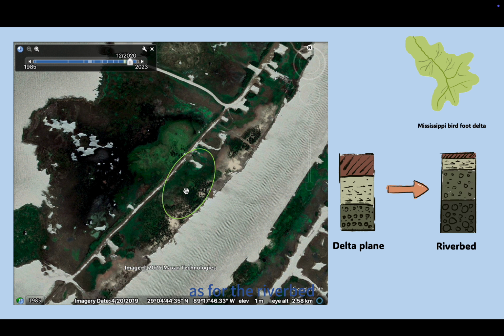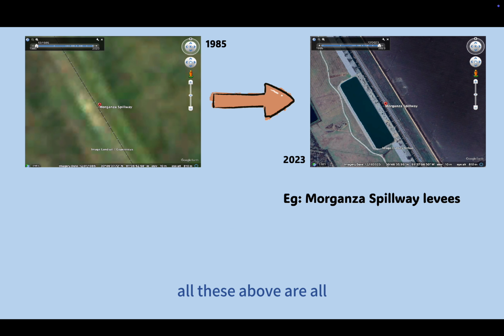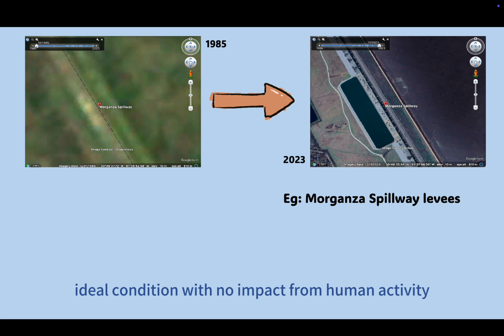As for the riverbed, things should be similar, and because of the flow, there may be parallel lamination. A pair shows the direction of the water flow. Also, with higher environmental energy than the delta plain, the lighter weight components are more difficult to sediment, so it is thinner in thickness. All these above are ideal conditions with no impact from human activity.